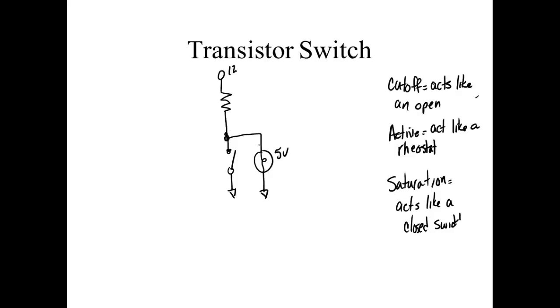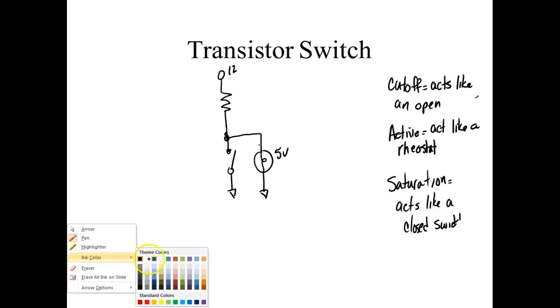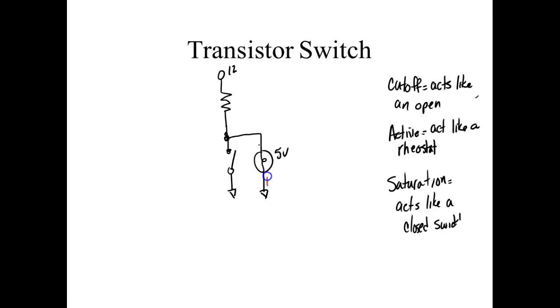So right now the transistor is cut off. Would the light be on or would it be off? Is there a complete circuit? Sure, there's a complete circuit. Here's a path between here and there. It comes up, goes over to that resistor, about 12 volts. The light bulb would be on. So when the transistor is cut off, the light is on.